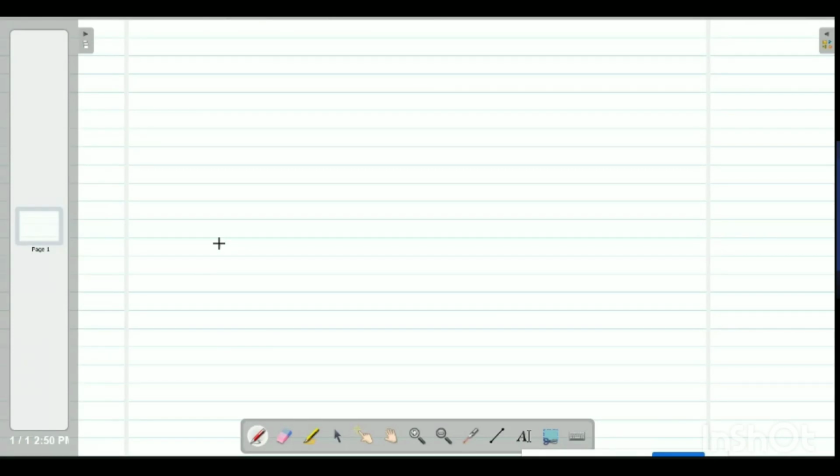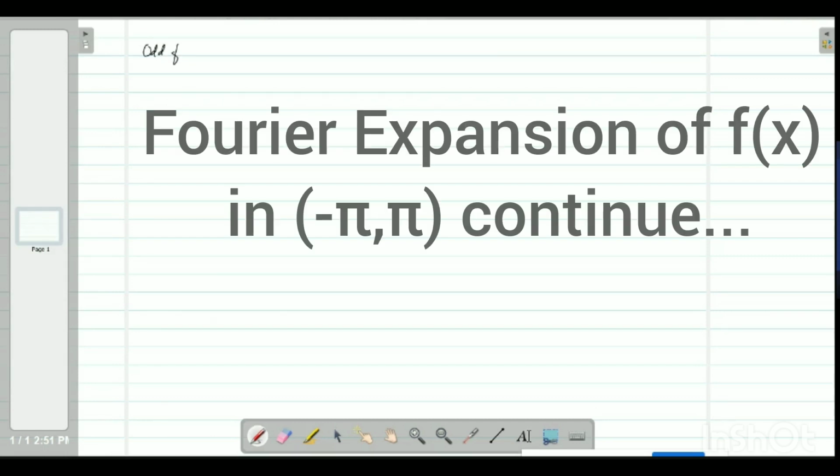So, dear student, in the last lecture we have finished examples based on even function. Now today we are going to start the new topic, examples based on odd function. Before that we must know what an odd function is, then we will go for the problem. So we first define odd function.